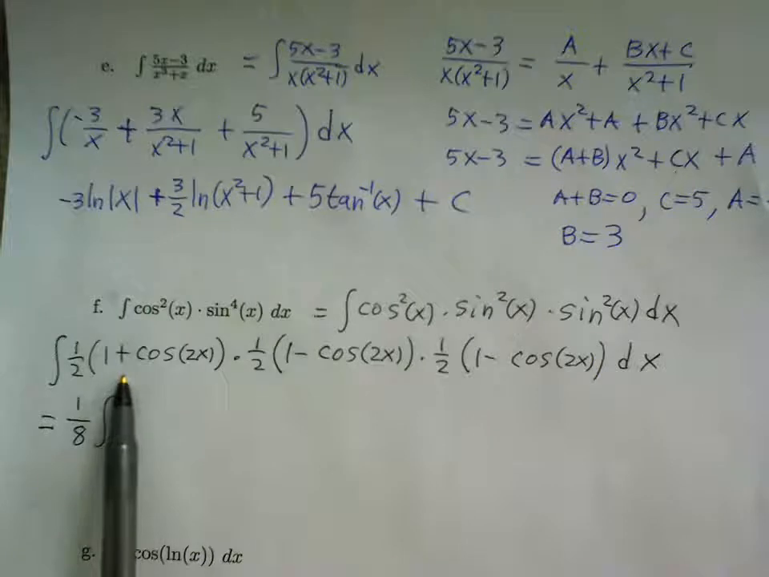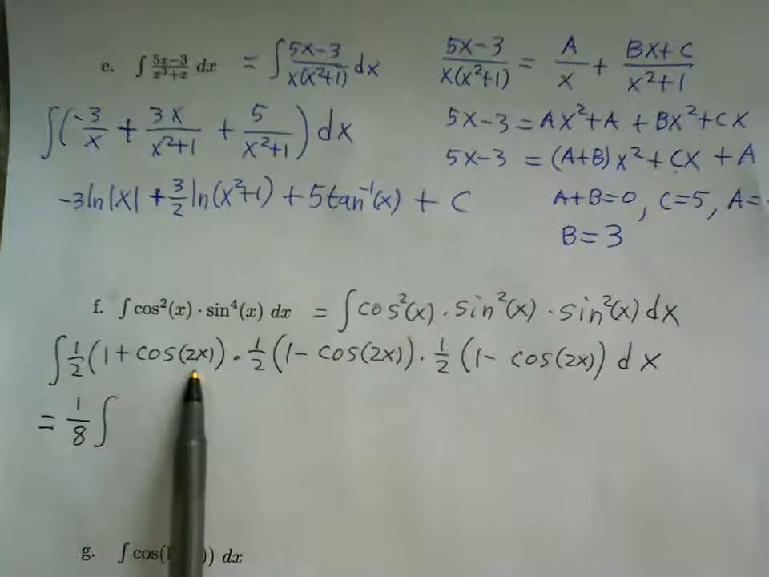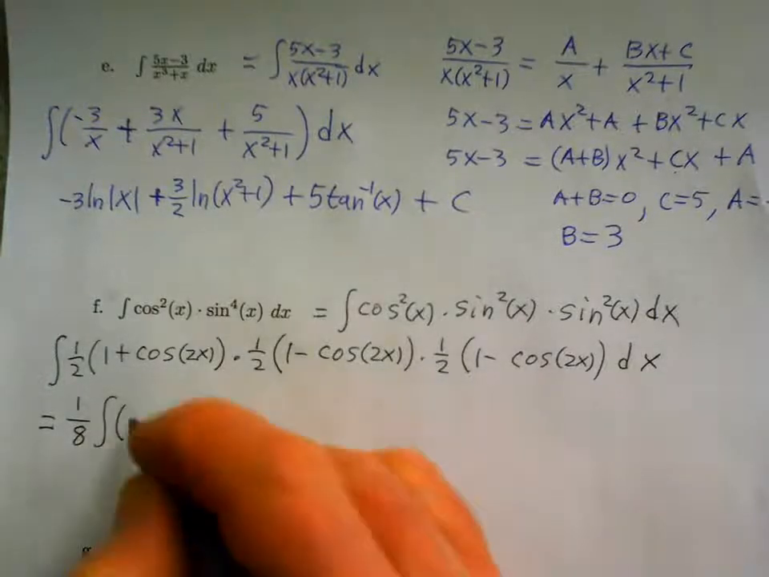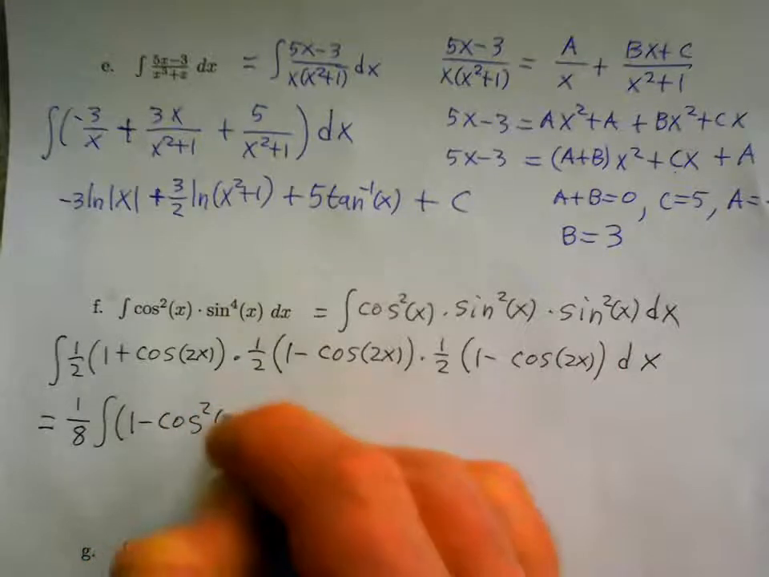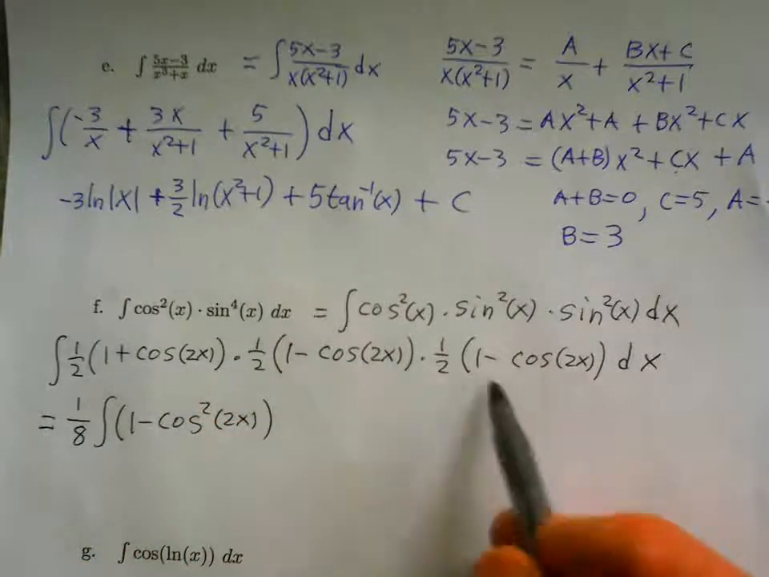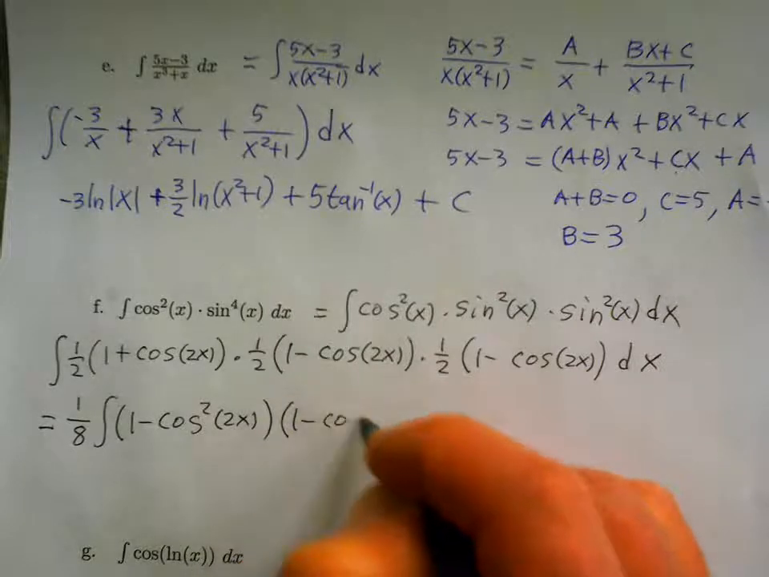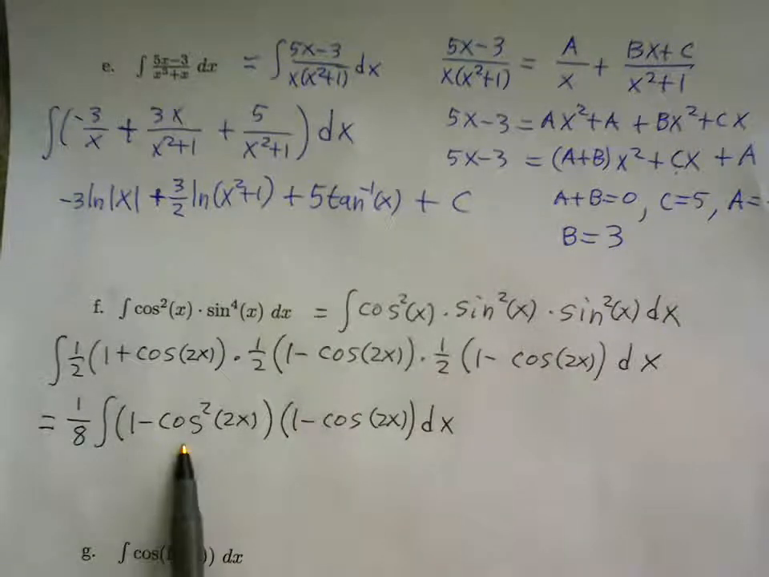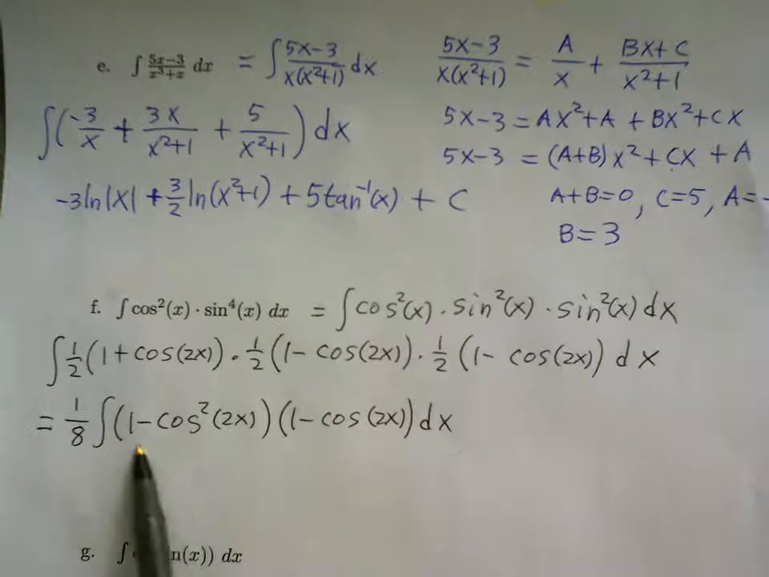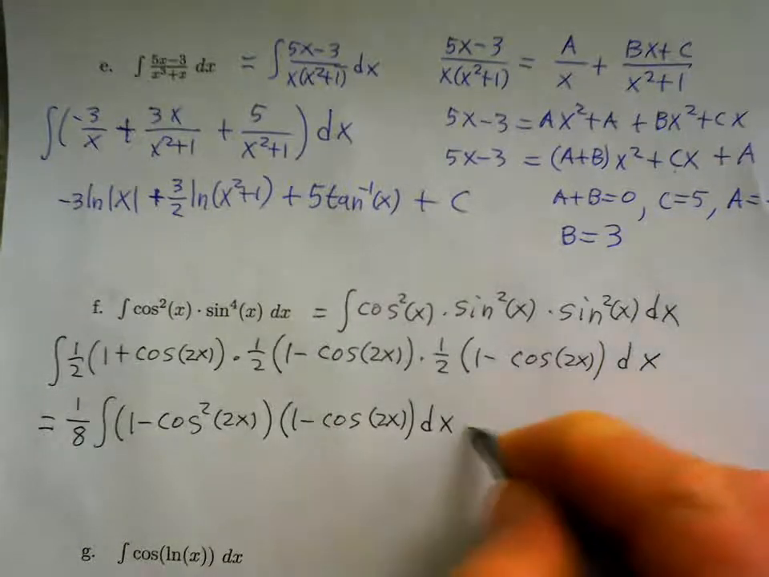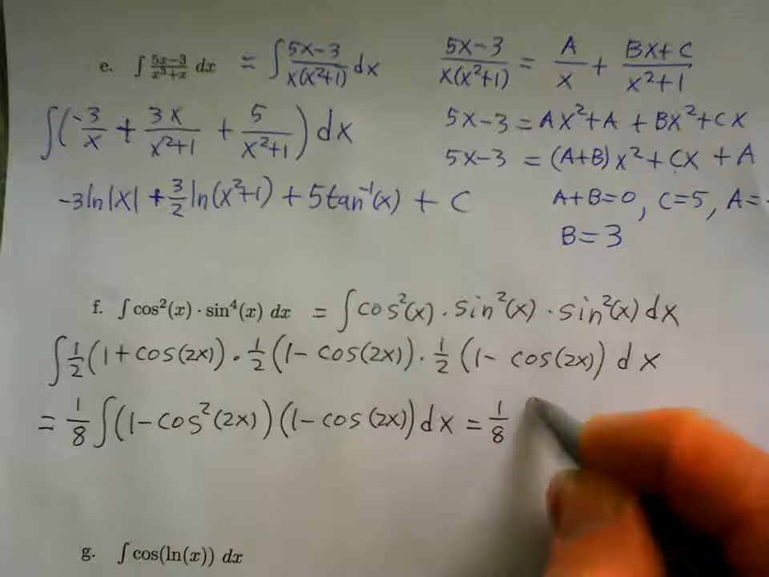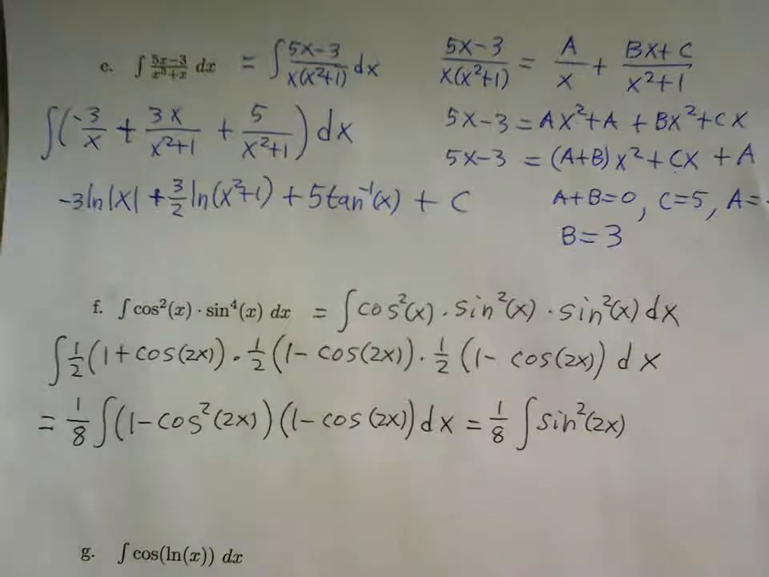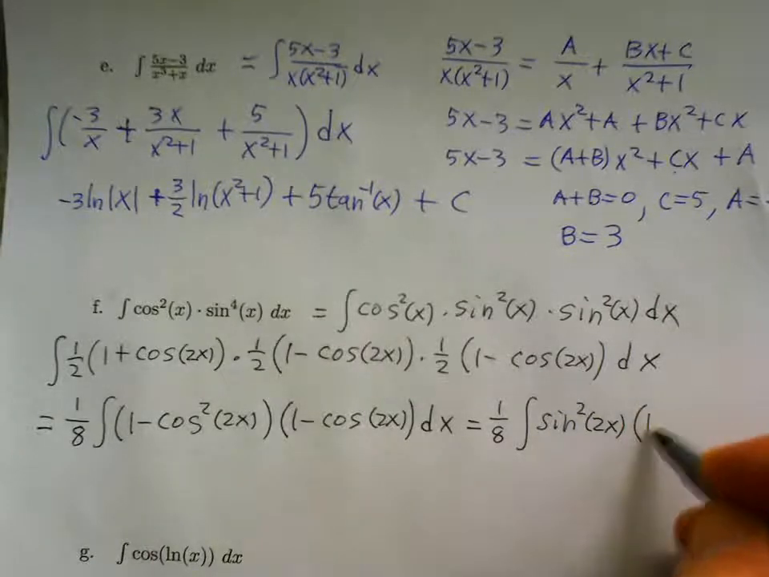Notice what we're going to get when we multiply 1 plus cosine of 2x times 1 minus cosine of 2x. That will become 1 minus cosine of 2x squared. And then we're multiplying that by 1 minus cosine of 2x. And 1 minus cosine of 2x squared is sine of 2x squared. So we'll write this as 1/8 times sine of 2x squared times 1 minus cosine of 2x.